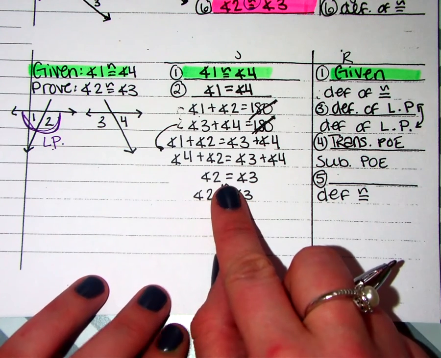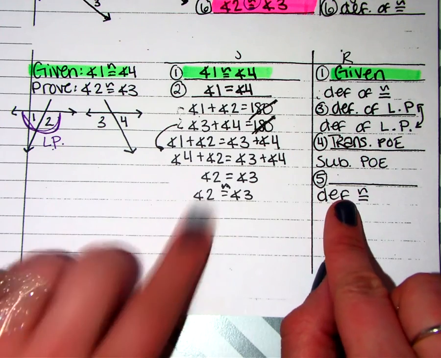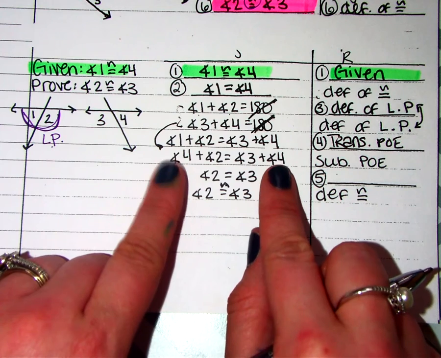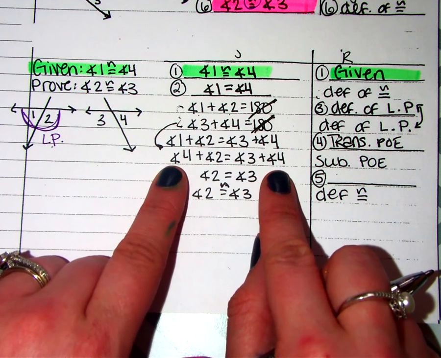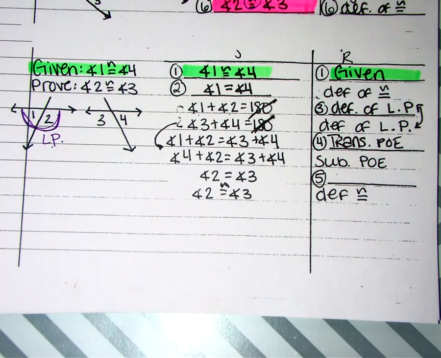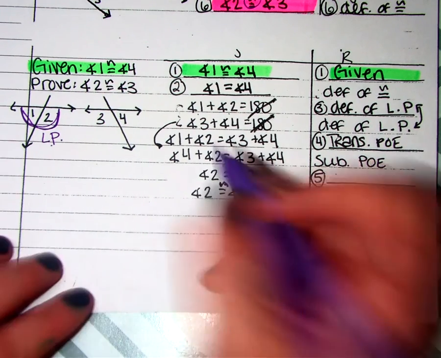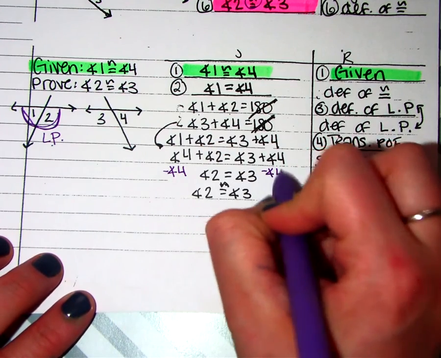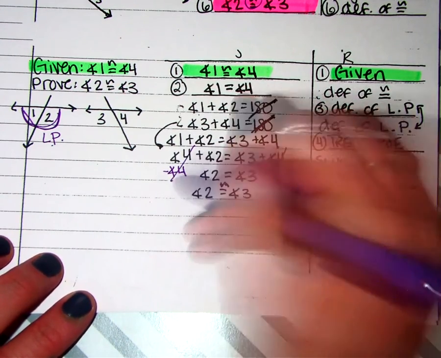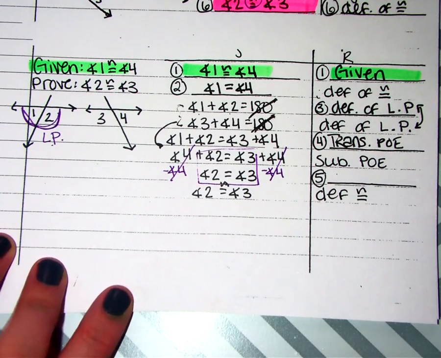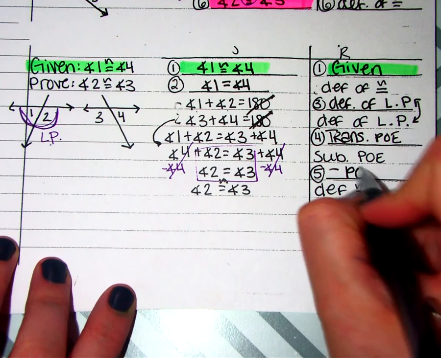Looking at this step right here, our goal is to figure out what happened. Notice here how we have angle 4s on both sides. If angle 4 is on both sides of your equation and then in the next step it disappears, that means it's been removed using a property. So if we subtract angle 4 from both sides, the angle 4s cancel, leaving us with just angle 2 equal to angle 3. So that is the subtraction property of equality.